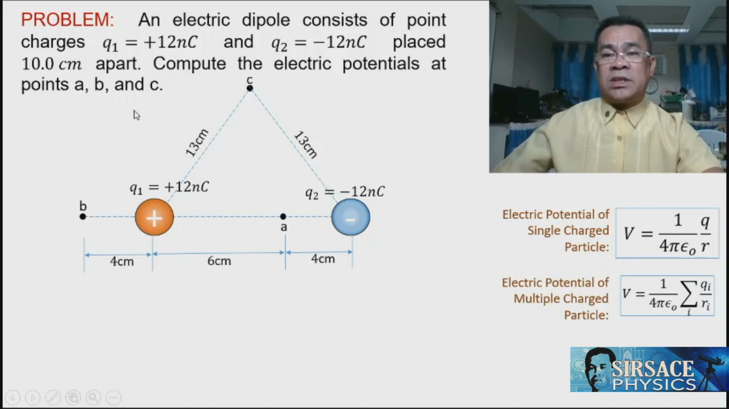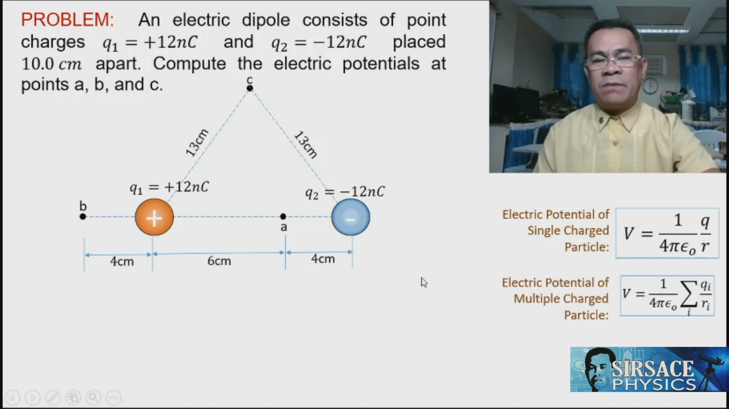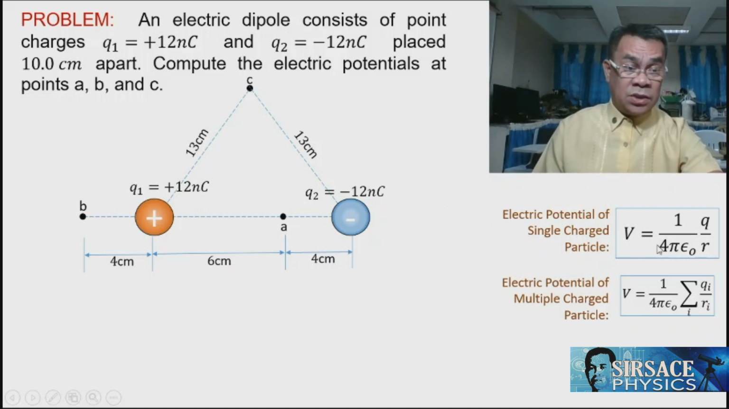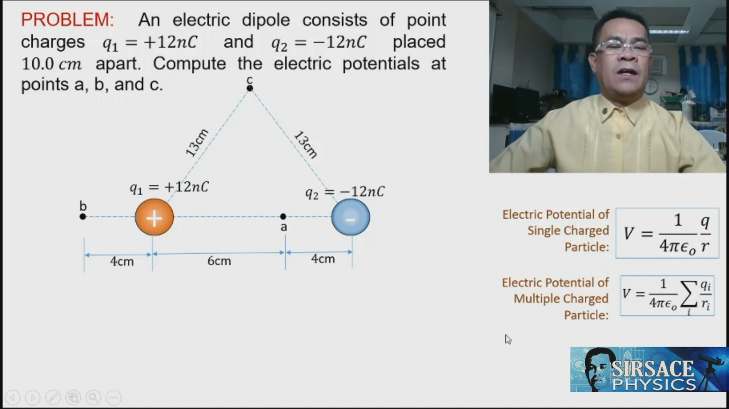Now, the question is, compute the electric potential at points. What are the points? Point A, point B, point C. So we will provide three answers: potential at A, potential at B, and potential at C. Now, look at the variation of the electric potentials. Look at the result. So, how will you answer this problem? There are two formulas, diba? We have the electric potential of a single charge, this one. Now, we have the electric potential of multiple charges.